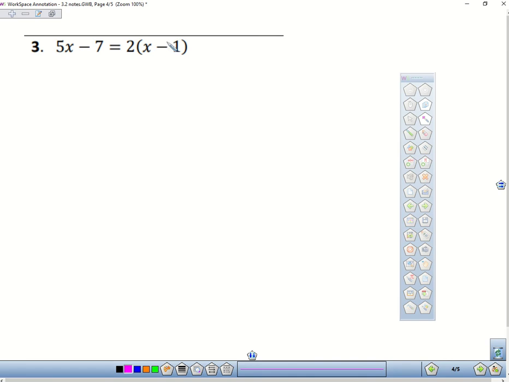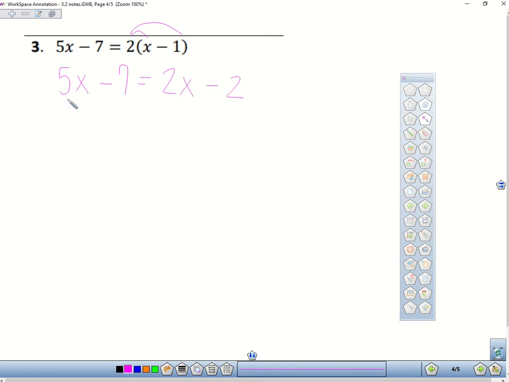Alright. So this question here, we have parentheses with a number on the outside. So Tristan, remind us, what property is this again? You said it last time? So what do we do here? Distribute. Distribute the 2, right? So this becomes 5x minus 7 equals 2x minus 2.